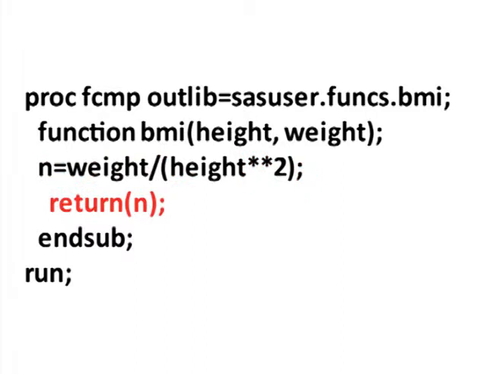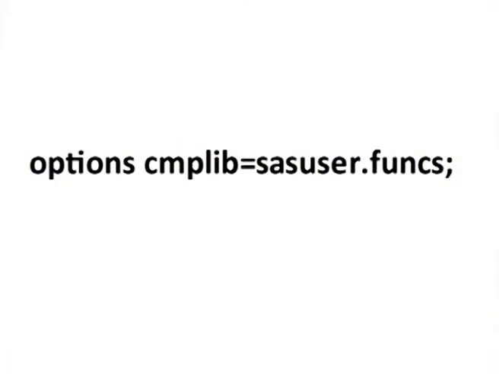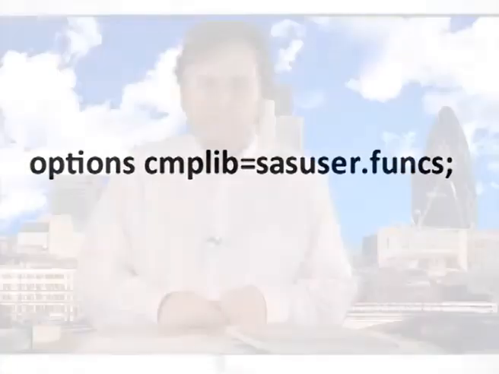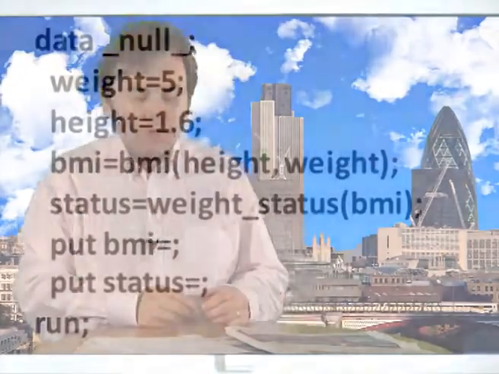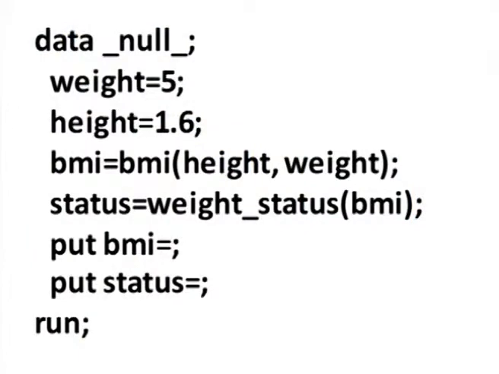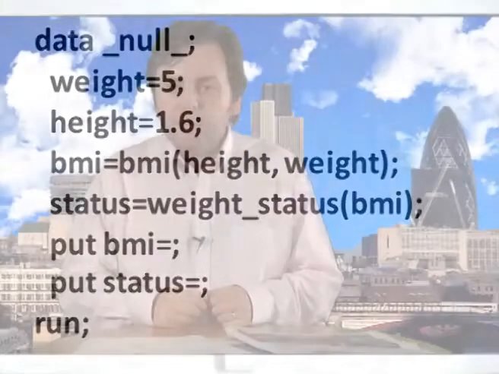The return value of the function is n. End the subroutine and run. Next we indicate where the function is stored. You can see that location on the screen now. Finally, we use our new function. Again, you can see this on the screen. This returns a BMI of around 1.95.